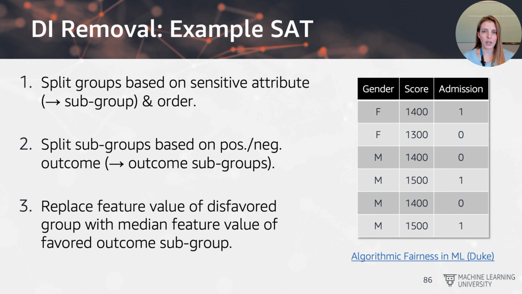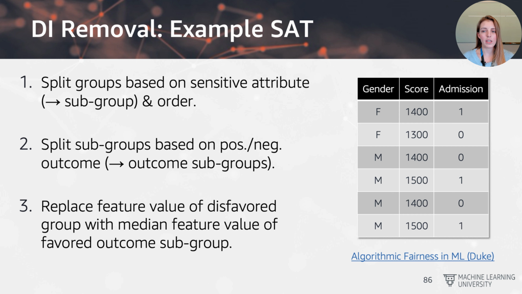We're going to have a quick look at an example now on how this would work in practice. First of all, we have our data set here from SAT scores, with, once again, a binary gender split. We have a score and then an admissions outcome as either positive or negative. So this is a classification example. We have one sensitive attribute here, which is going to be the gender column, and then we have a score.